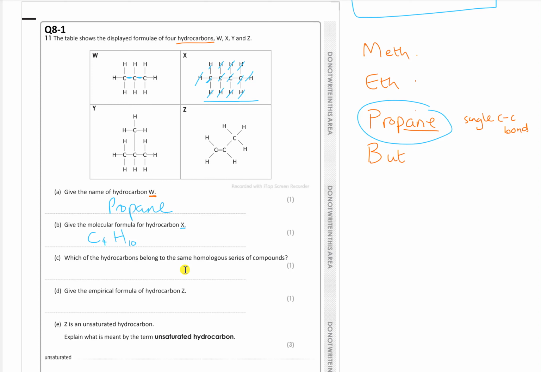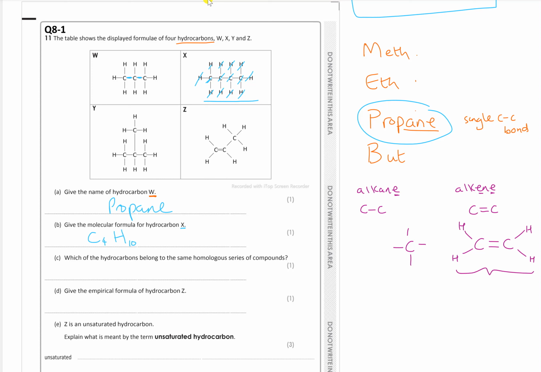Right. Which hydrocarbon belongs to the same homologous series? So the two that we look at are what? Alkane. It's got one E, so it's got a single carbon to carbon bond. And alkene, it's got two E, so it's got a double carbon to carbon bond. And remember we said each carbon has 4 bonds. In this case, we stick a hydrogen at the end of that bond. It bonds with hydrogen.